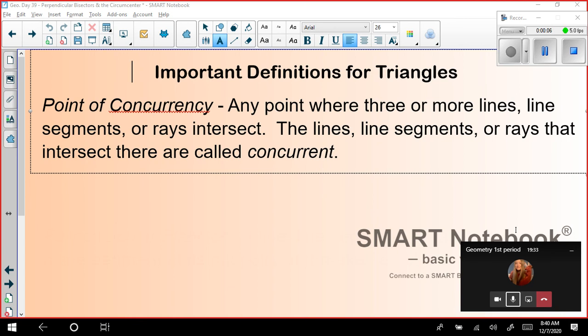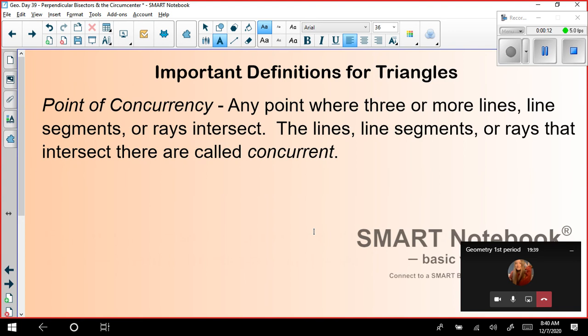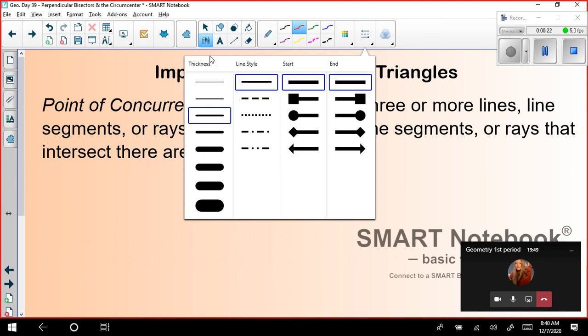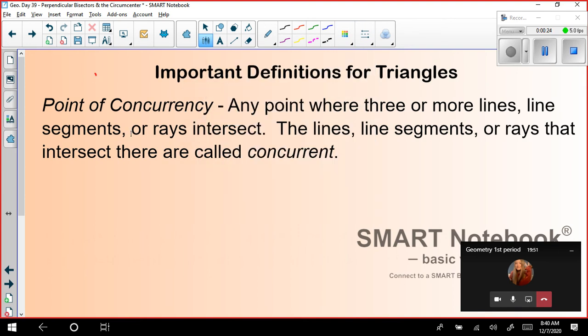In today's class, we'll be learning the next topic, that is perpendicular bisector and circumcenter. Before we start that, let's go over a few of the definitions. Okay, point of concurrency is our first definition.